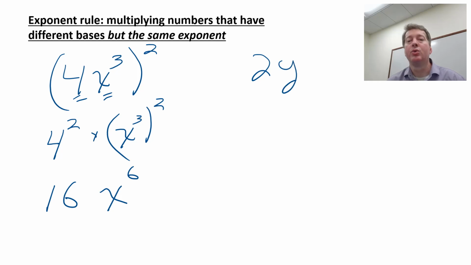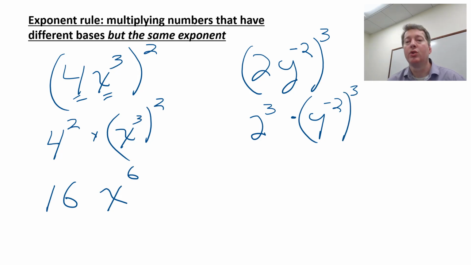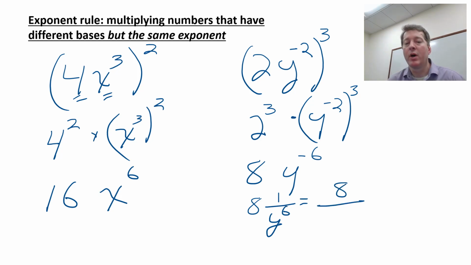Suppose I had (2 times y to the negative 2) cubed. So that is the same as 2 cubed times y to the negative 2, cubed. 2 cubed is 8. Y to the negative 2 cubed, you multiply the exponents. That's y to the negative 6. So 8y to the negative 6, which is the same as 8 times 1 over y to the positive 6. And that's the same as 8 over y to the 6th.